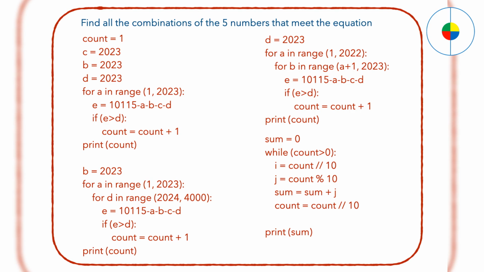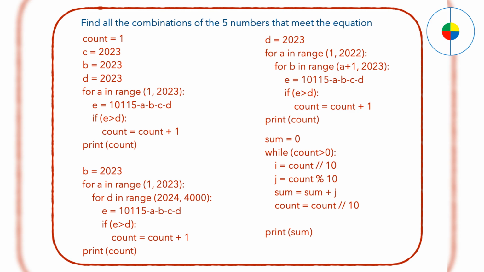When b equals c equals d, a should be from 1 to 2022. E and d should be different and e is greater than d. When b equals c, a should be from 1 to 2022, d should be from 2024 to some large number. E and d should be different and e is greater than d. When c equals d, a should be from 1 to 2021, b should be from a plus 1 to 2022. E and d should be different and e is greater than d. Then, we calculate the total possibilities, which are stored into the variable count.